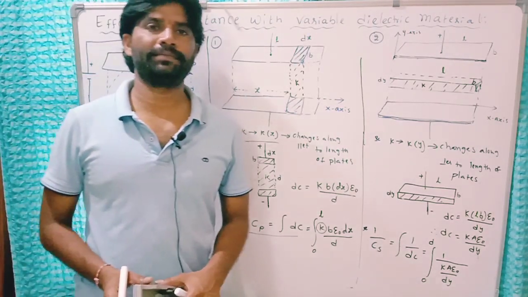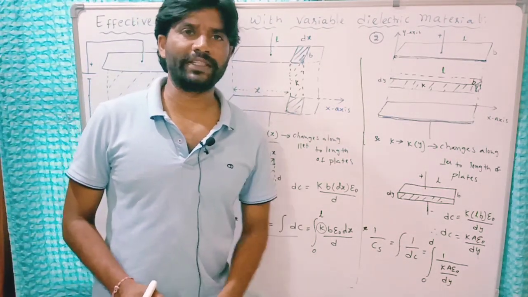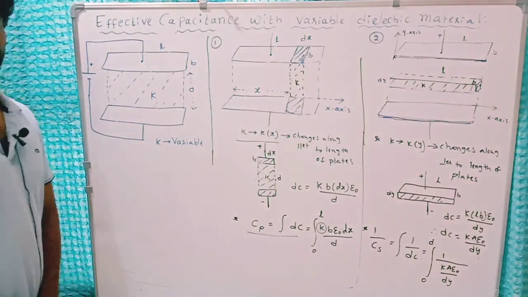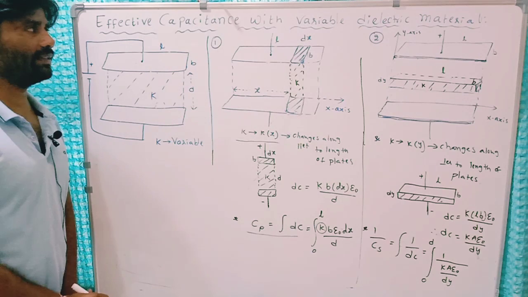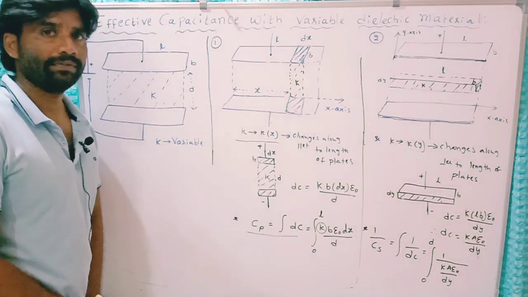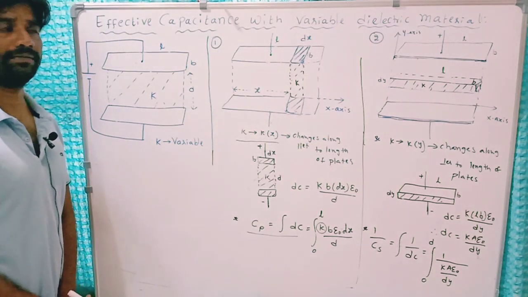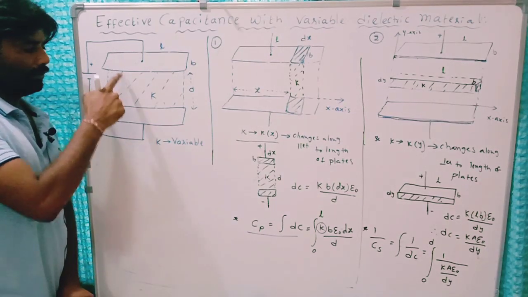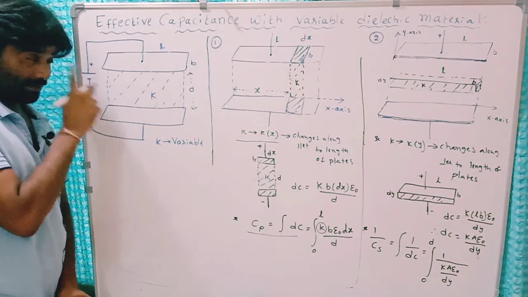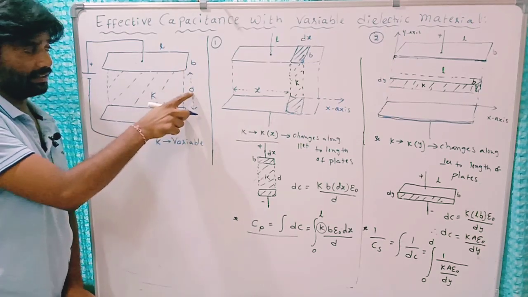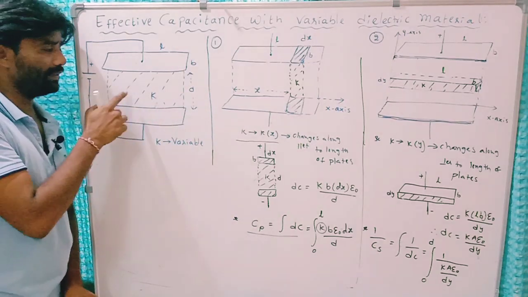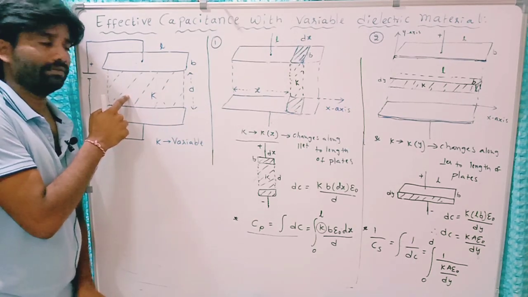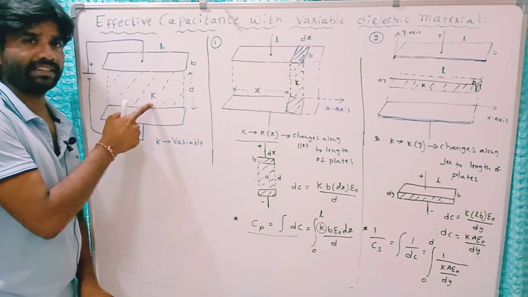Hello students, now I am going to explain an important concept, which is effective capacitance of a capacitor in the presence of variable dielectric material. For this I have taken two plates in a capacitor. The gap between the two plates is d. This gap is completely filled with dielectric material. That material constant is K.